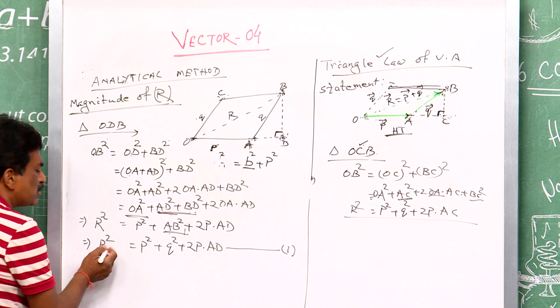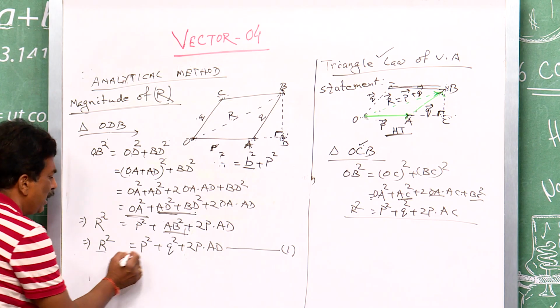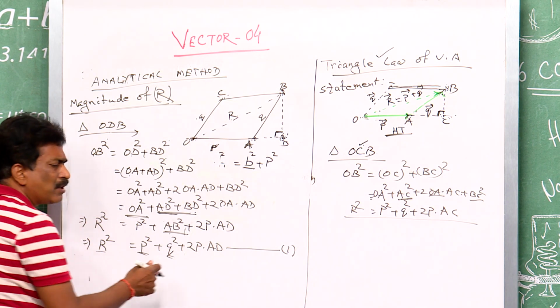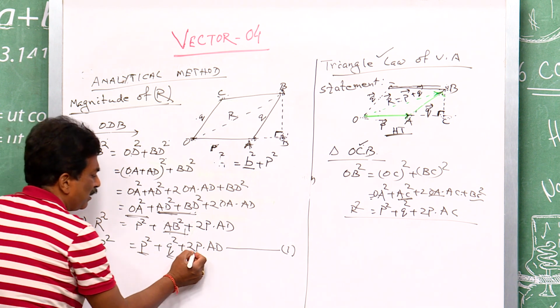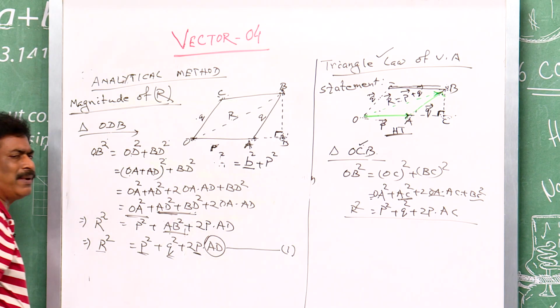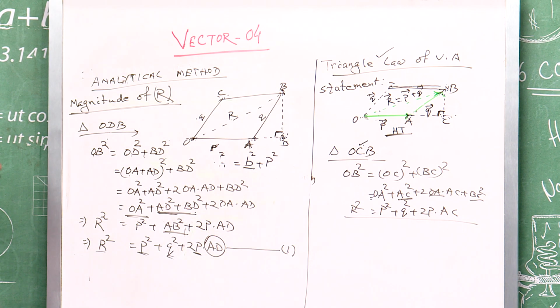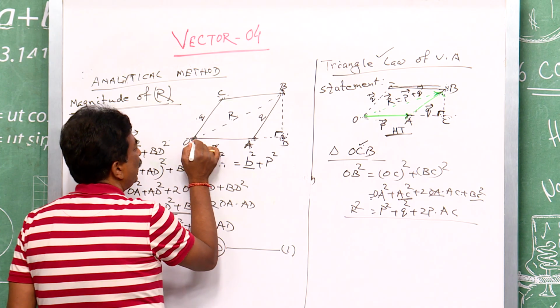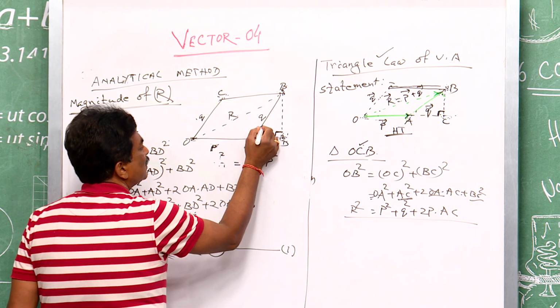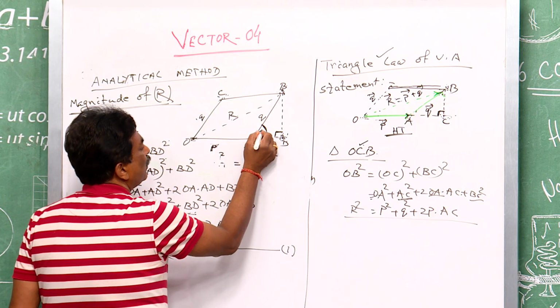You see, R is the resultant in which we are interested. P is the magnitude that is given for the first vector. Q is the magnitude given for the second vector. This P is also known to us, but this AD value is not known to us. If this is one vector P, this is the second vector Q, this is the angle between the vectors.